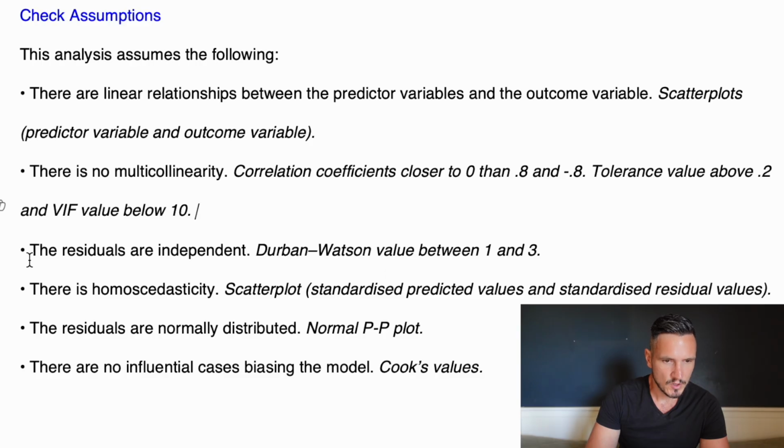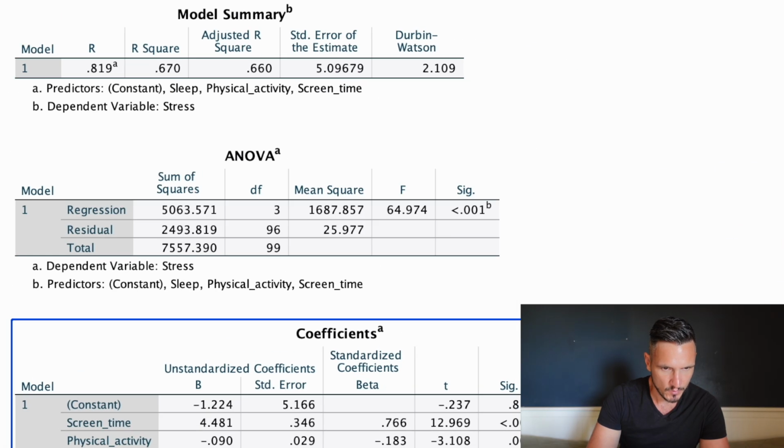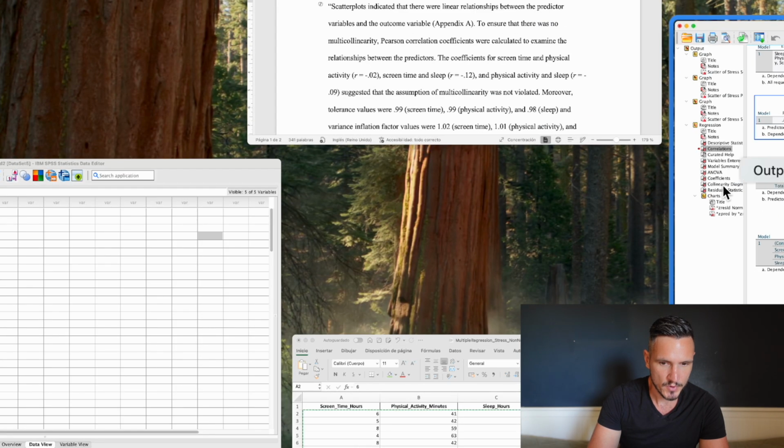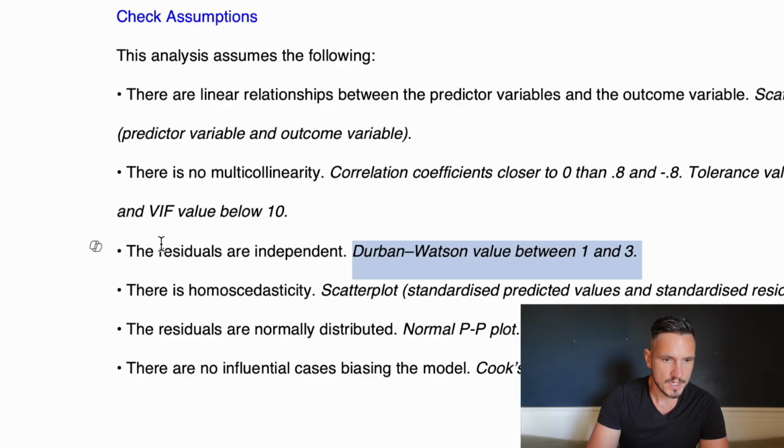So the next assumption that we can check is that the residuals are independent, and for this we're going to look at the Durbin-Watson value and check that it's between 1 and 3. So we have this Durbin-Watson value here in this model summary table, in this Durbin-Watson column, where we can see that we have a value of 2.109. As that's between 1 and 3, it's in line with the assumption that the residuals are independent.